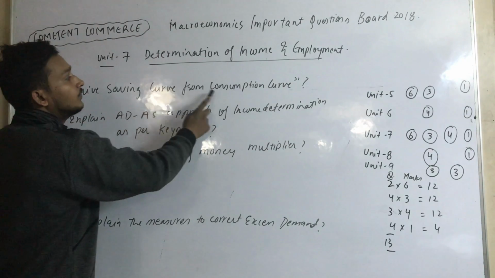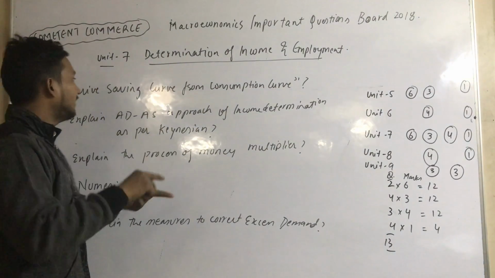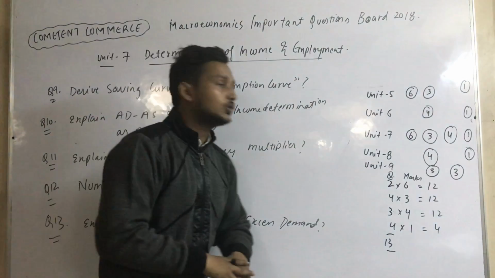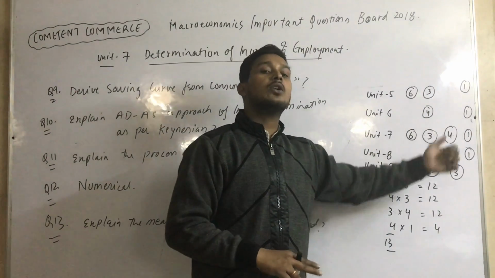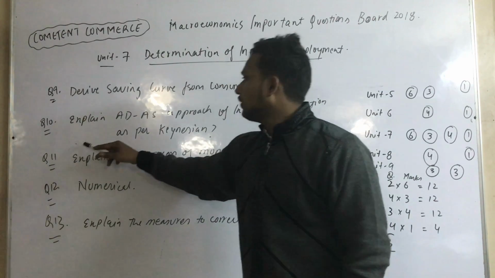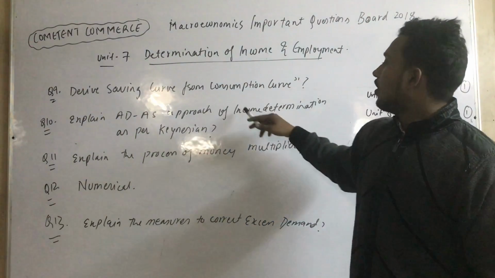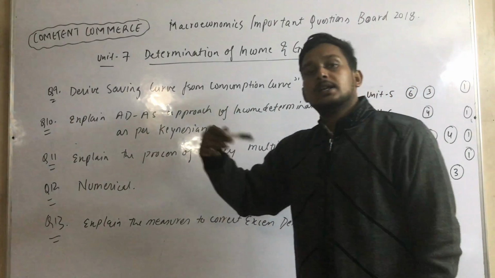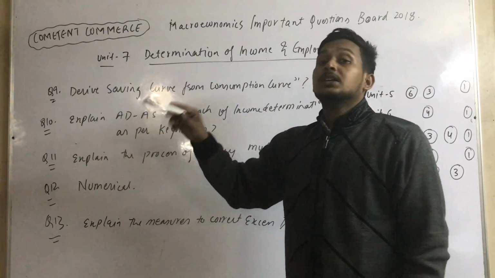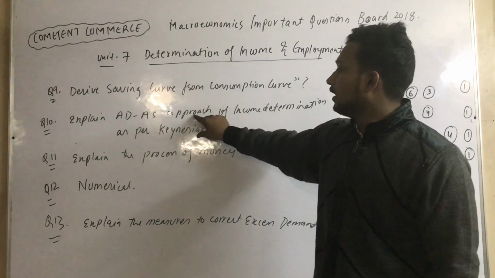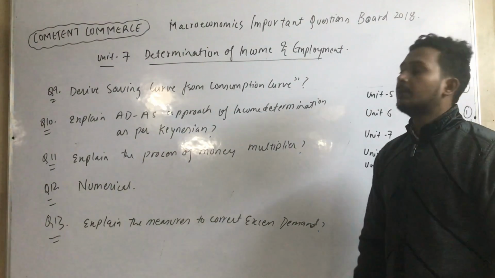Now come to question number 9. Derive saving curve from consumption curve, or vice versa, derive consumption curve from saving curve. This question can be asked either in 3 mark or 4 mark. Now the next question is question number 10. Explain ADAS approach of income determination as per Keynesian, or another question on this topic is saving investment approach. So both the cases are important. Definitely a 6 mark question will be asked.